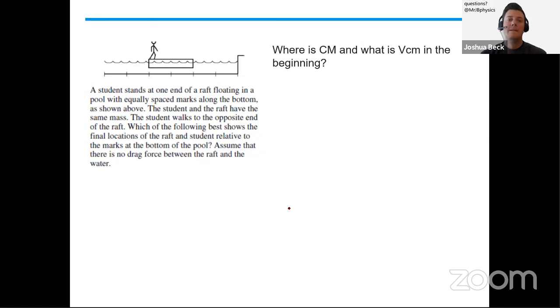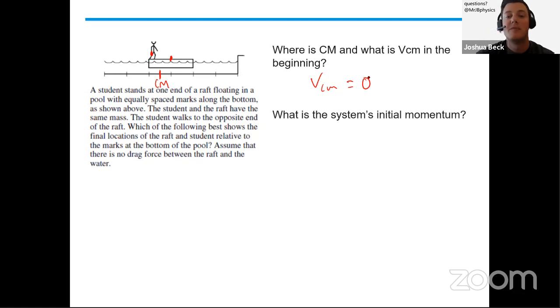Where's the center of mass of this system? Well, the person has a center of mass right here, and the block, or the raft, has a center of mass right there. It says that they have equal masses, so they're both contributing equally. So where is their combined center of mass? Right there. What's the velocity? It says they're standing still, so the initial velocity of the center of mass is 0. So what's the initial momentum of my system? Well, momentum of the system is the mass of the system times the velocity of the center of mass. If this is 0, then the momentum of the system is 0. Okay.